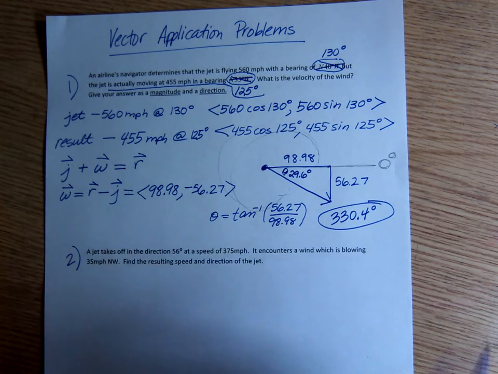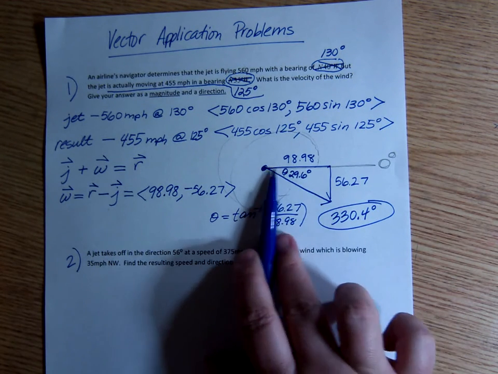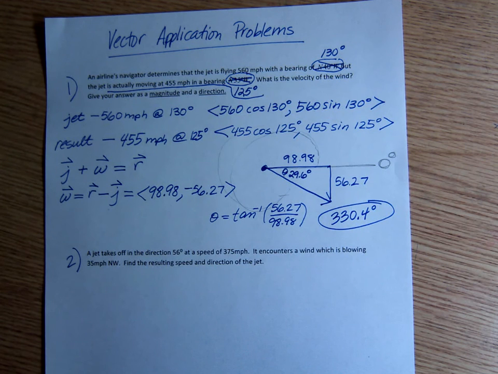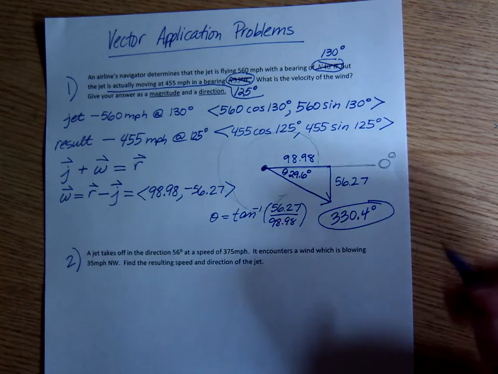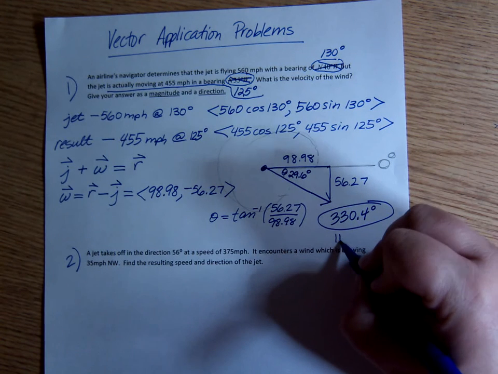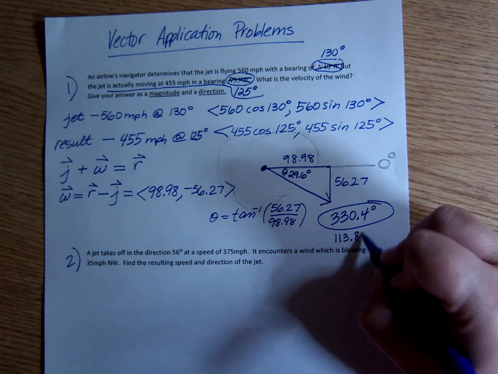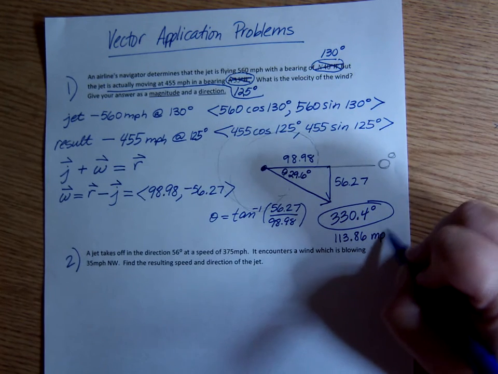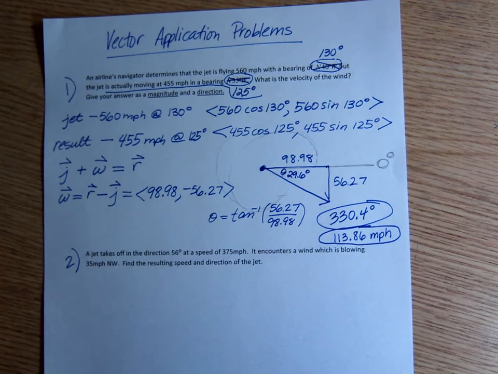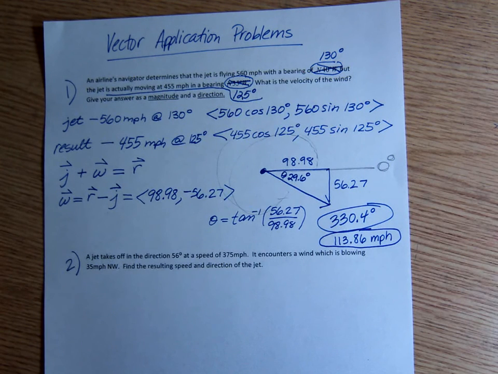How about magnitude? Sorry, it's kind of tilted there. All right, magnitude. We've got basically the Pythagorean theorem. Square root of 98.98 squared plus 56.27 squared. So let's do that. And I get 113.86. Not the most realistic problem ever, because a wind speed of 113.86 miles per hour, I guess it might exist, but usually hurricane force winds are like 70 to 80 miles an hour. So I am pretty sure that no plane would be in the sky under those conditions. But that's how we do it.